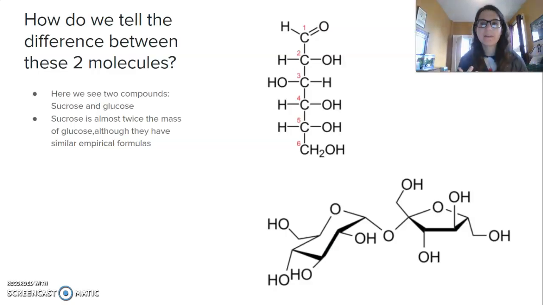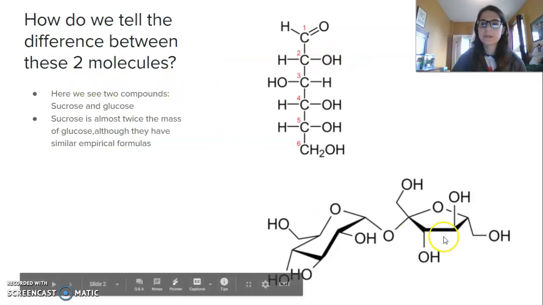The point of knowing a molecular formula is that two different compounds can have the same empirical formula. So we can't really identify compounds based on their empirical formula, so that's where molecular formula comes in. Glucose and sucrose, really all sugars, have a very similar structure, and usually similar empirical formulas as well. But they are very different in structure and everything.